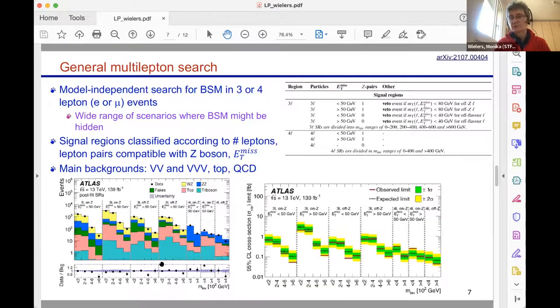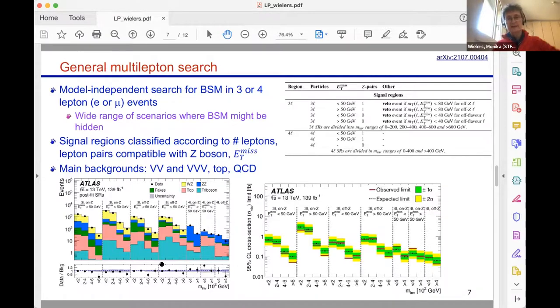Let's move on to a more indirect search, which is in this case a model independent search for any kind of new beyond standard model physics, as long as you end up with three or four leptons in the final state. So I really cover here a wide range of scenarios. And this obviously also includes models which we might not have even thought about.